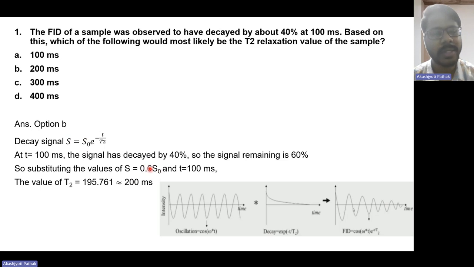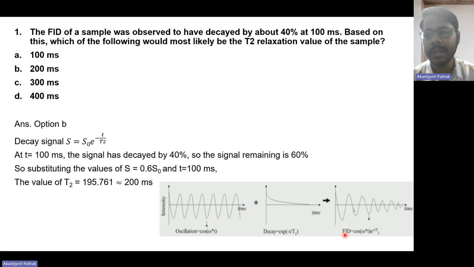Now, if you substitute the value of S equal to 0.6 S naught in this equation, and you put the value of t equal to 100 millisecond, then if you solve this by taking ln on both sides and solve for T2, you will get the value as 195.761. So this is approximately equal to 200 millisecond. Okay. So in this question, you are recording the FID of a sample. Remember this FID signal is a combination of this oscillation and the decay signal.